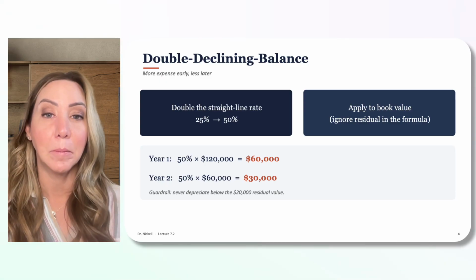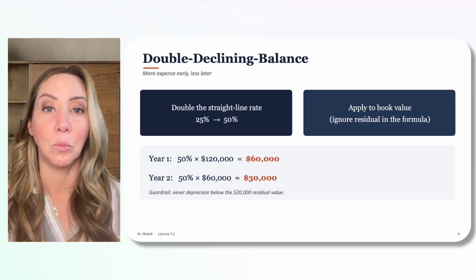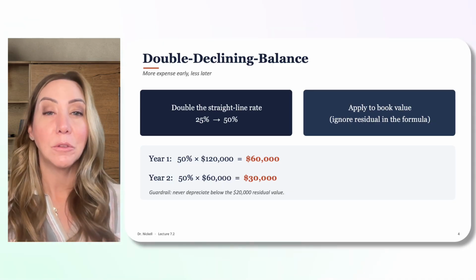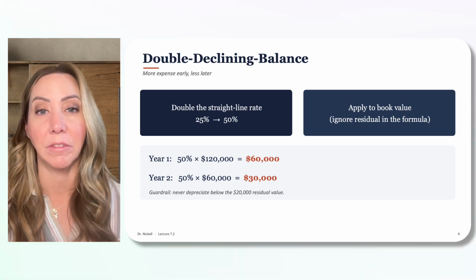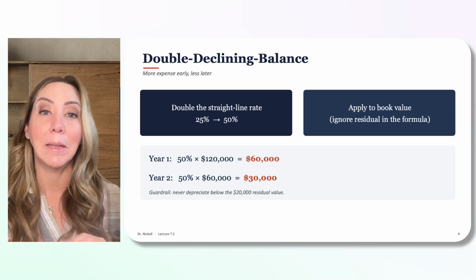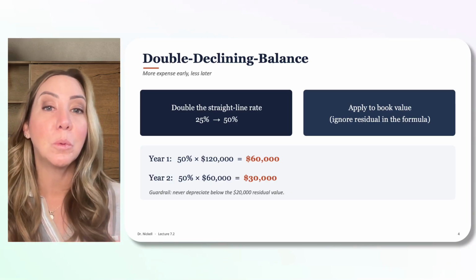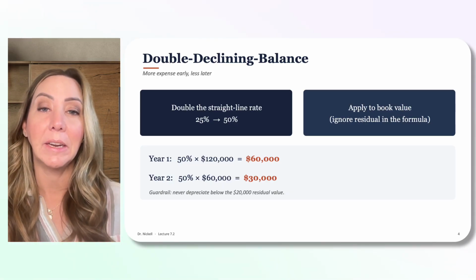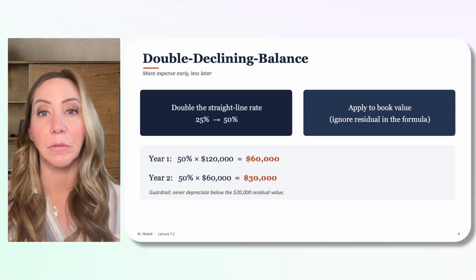2 things make double declining balance different. First, we use double the straight line rate to depreciate the asset. So straight line in our example is 1/4. We're allocating 25% of the cost each year. So double declining balance uses twice that, 50%. Second, and this is what trips students up, we apply that rate to the book value, not the depreciable base. And we ignore residual value in the formula altogether.